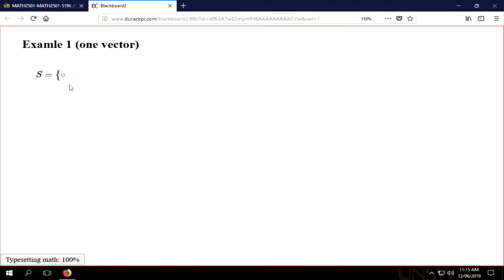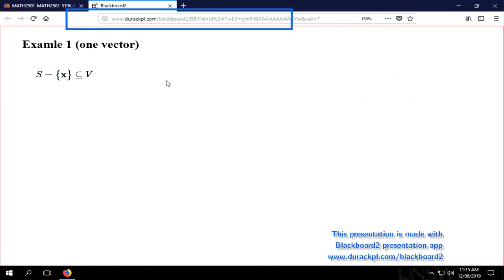Here's my set of one vector. This set can be either linear dependent or linear independent. But in terms of one vector, there are simpler ways to say that, or simpler ways to test that, and here they are. Look at this.